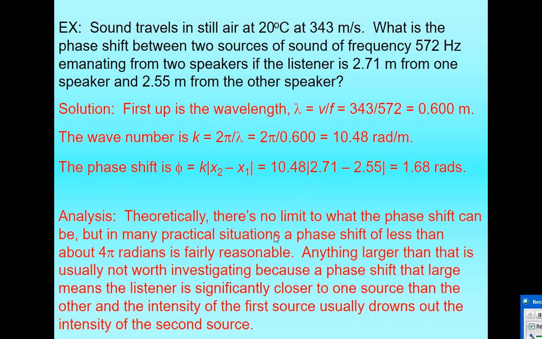So if there is an upper bound, I would say it's about 4 pi radians, which is equivalent to 2 full wavelengths. So if you get 4 pi radians, that's about 12 or 13 radians, probably the second source is too far away to be of much interest in the problem.